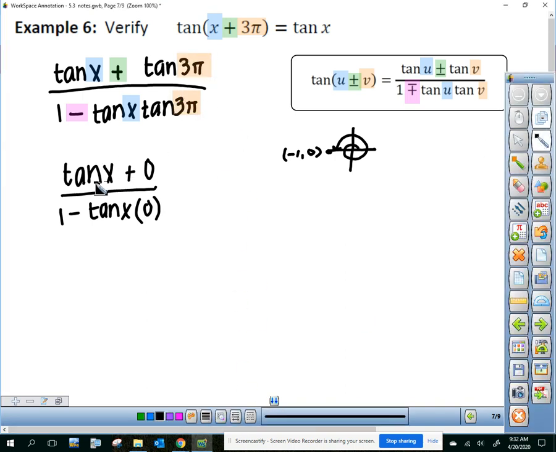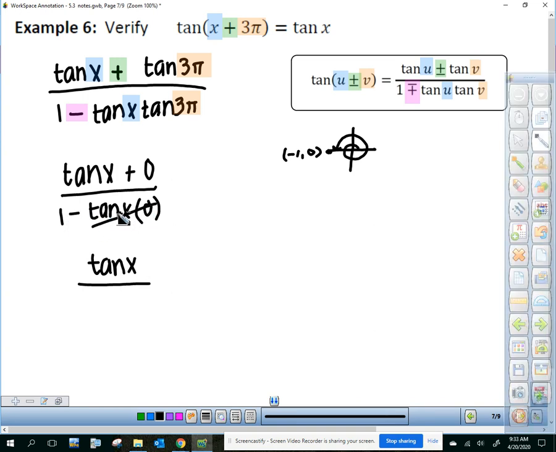All right, so when you're adding 0, you don't need to write that. So my numerator is just tangent of x. Now anything times 0 is 0. So that's gone. 1 minus 0 is just 1. Anything over 1 is just itself. So this is just tangent of x, which is what we're trying to prove. So we've now proved it.